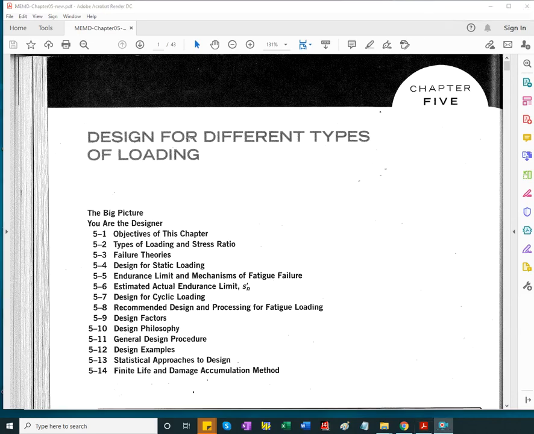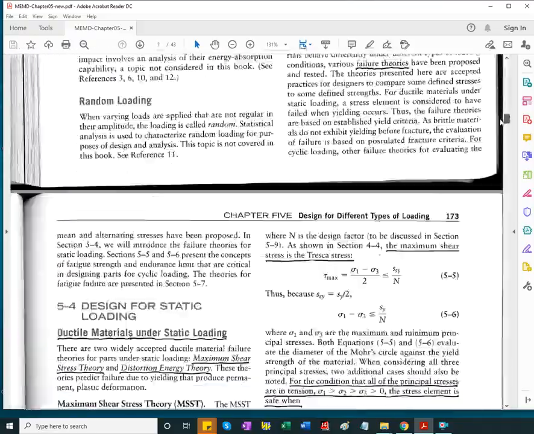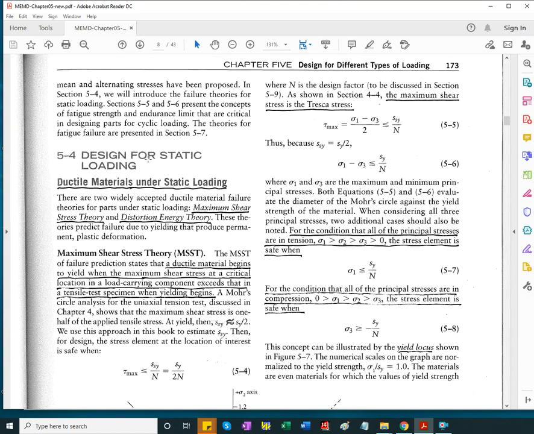Chapter 5, titled Design for Different Types of Loadings, has two sections. One, somewhere in the middle, deals with design for static loading and different failure theories. We learn a little bit about this when studying Mohr's circle. We learn about equivalent stresses, von Mises stress and Tresca stress. And then the rest of the chapter is about fatigue loading.